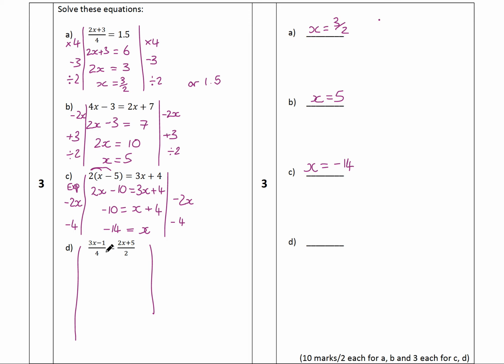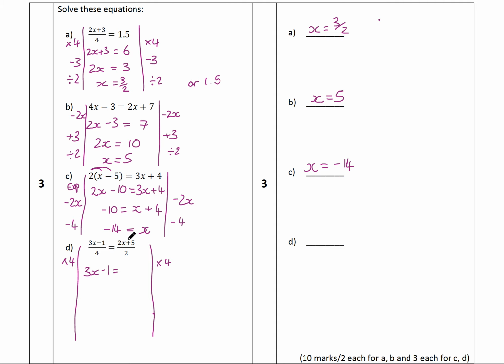There we go. Right, now we want to get rid of this 4 and this 2, but we can actually do it in one swoop. If you look for your bigger number on the bottom and get rid of that one, you'll see how it wipes out the other one in this case. So I'm going to times by 4. And that simply gets rid of it on this side, so we've just got 3x minus 1.